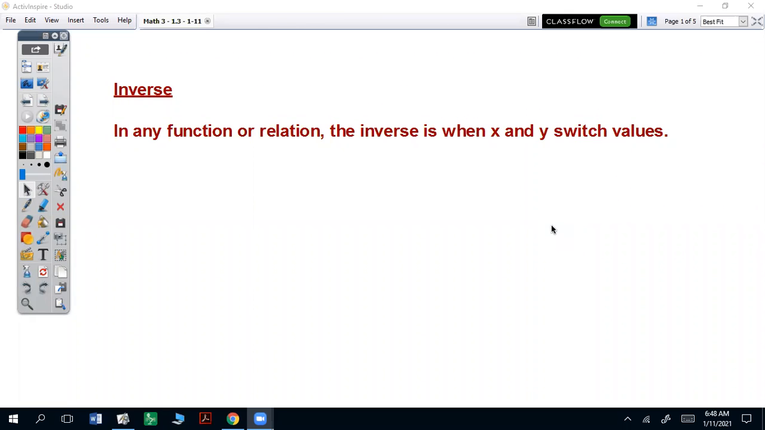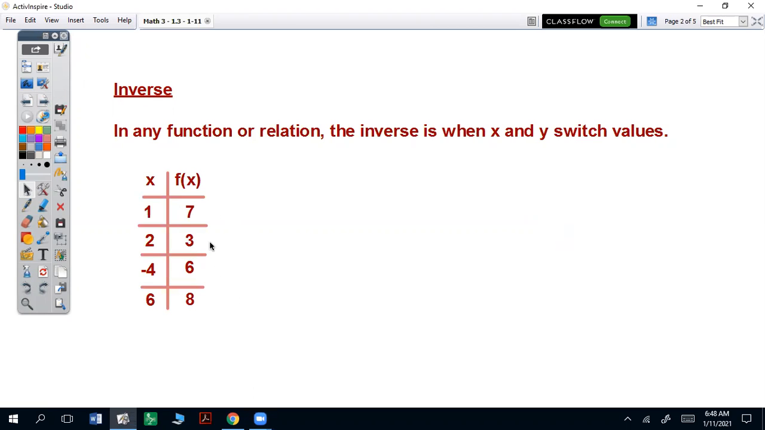All right, this is just going to give you a brief overview of what an inverse function is. In any function or relation, when the x and y values switch places, they're considered inverse functions. So for all values of x, they'll turn into y, and for all values of y, they'll turn into x.